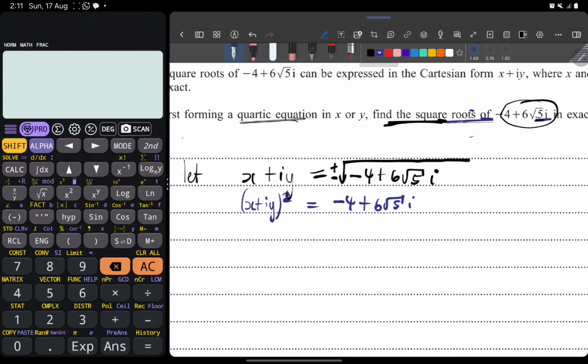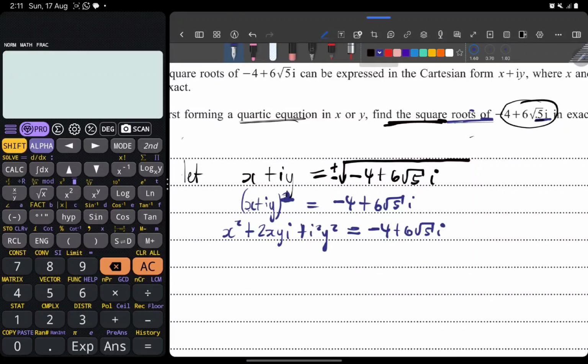Then now let's expand x plus iy all squared. How do we expand it? You square the first, you get x squared, plus. You multiply this together, then you double it. x times iy is xyi. But then you double that. So you say this times this, you get an answer. Then you say times 2 because it's going to happen twice. So it'll be 2xyi. Then what is the last one? You square the last one. This is plus i squared y squared. And this will be equal to minus 4 plus 6 root 5i.